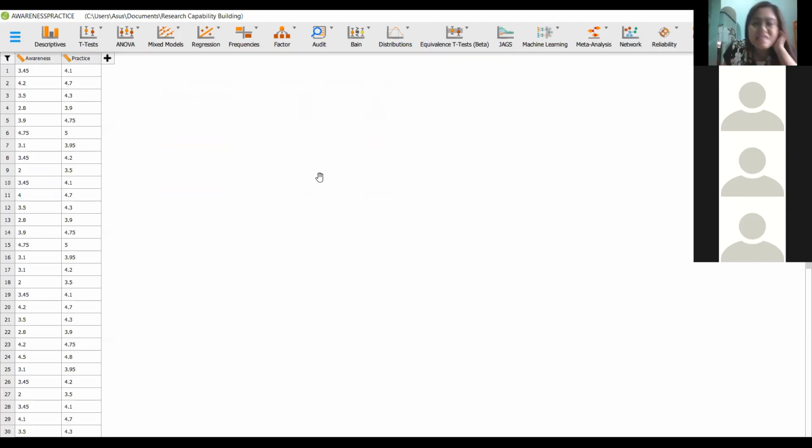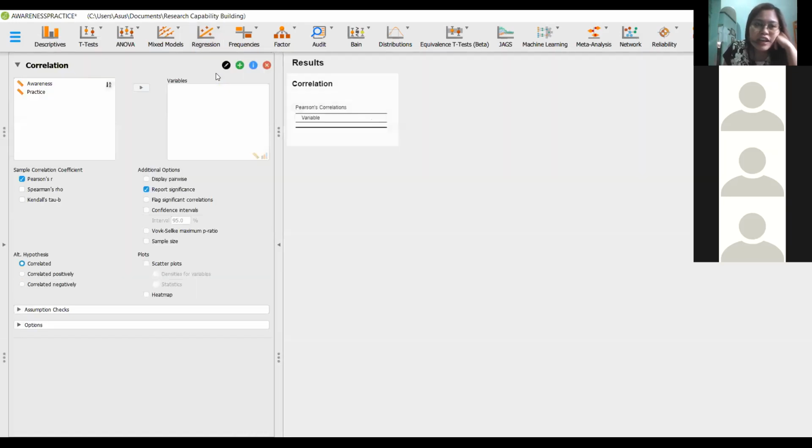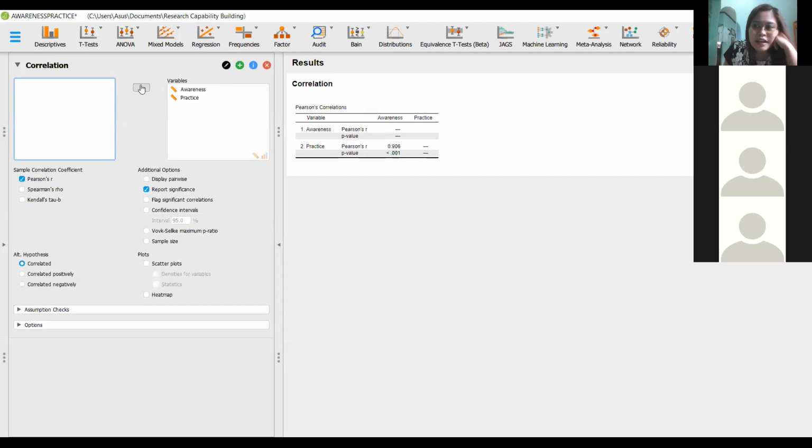And then again, since we are looking for the relationship, under regression you look for the correlation, click it. And then move both of them here. And then, to summarize the scores, click display pairwise so it's automatically awareness versus practice only.